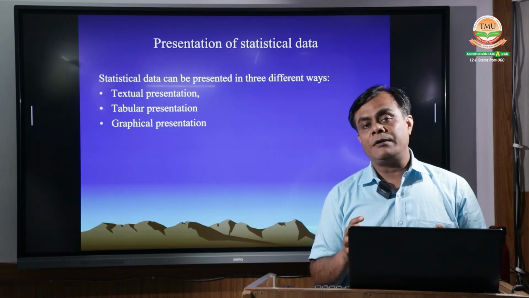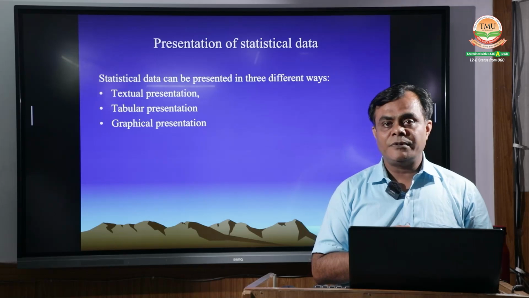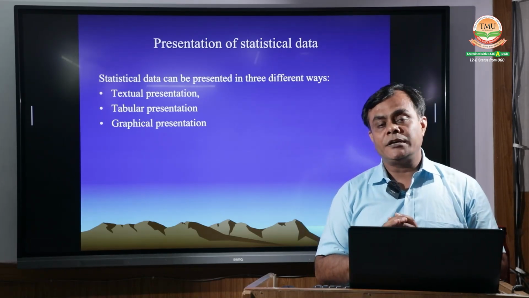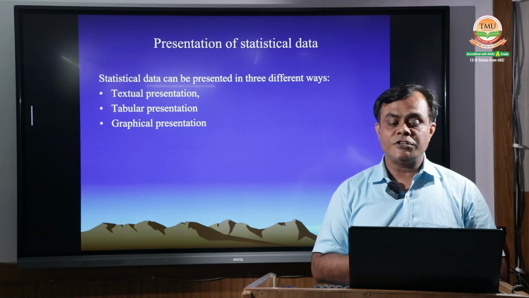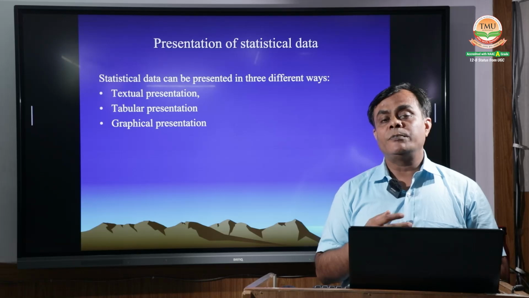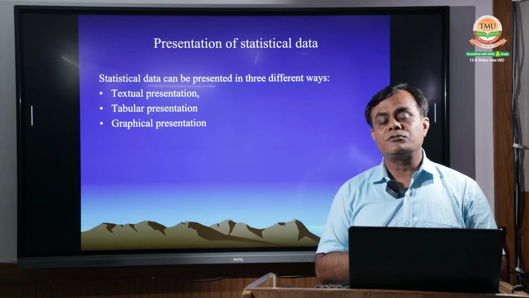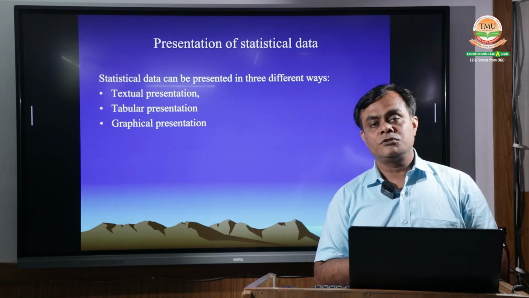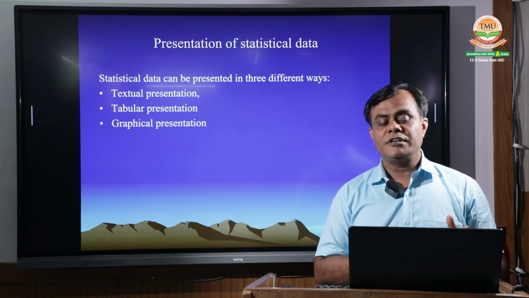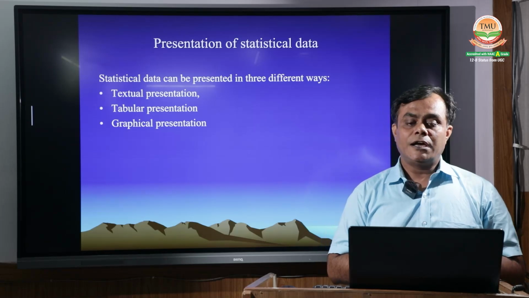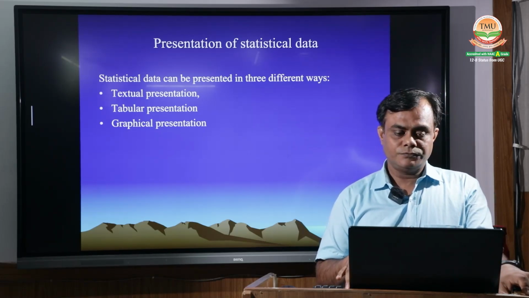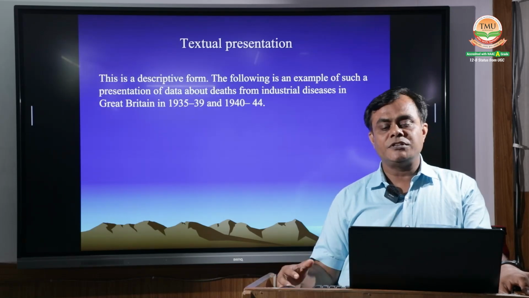Either we describe information in text form, which is called textual presentation of data; in tabular format, which is called tabular presentation of data; or on the basis of a graph or diagram, which is called graphical presentation of data. These are the three modes of presenting data. First we go through the textual presentation of data.